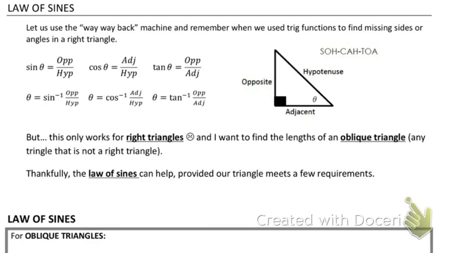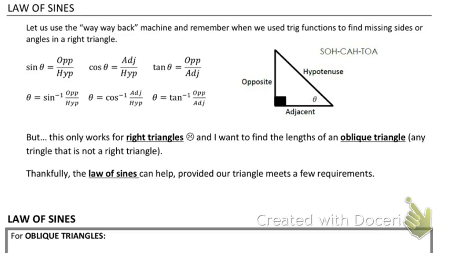Today's lesson is we're going to start talking about the law of sines. Up until now, when I talked about sine, cosine, and tangent, you always had to have a right triangle. And don't forget about these, where sine equals opposite over hypotenuse, cosine equals adjacent over hypotenuse, and tangent equals opposite over adjacent. That's where our SOHCAHTOA came from.